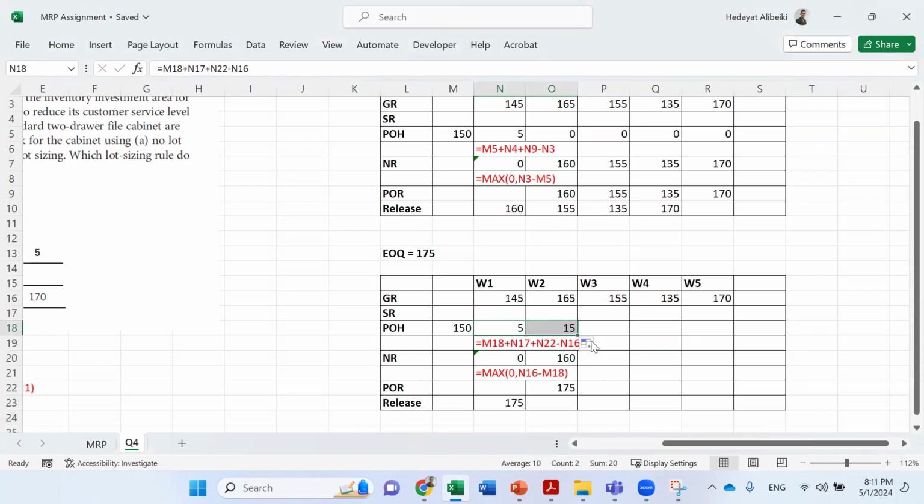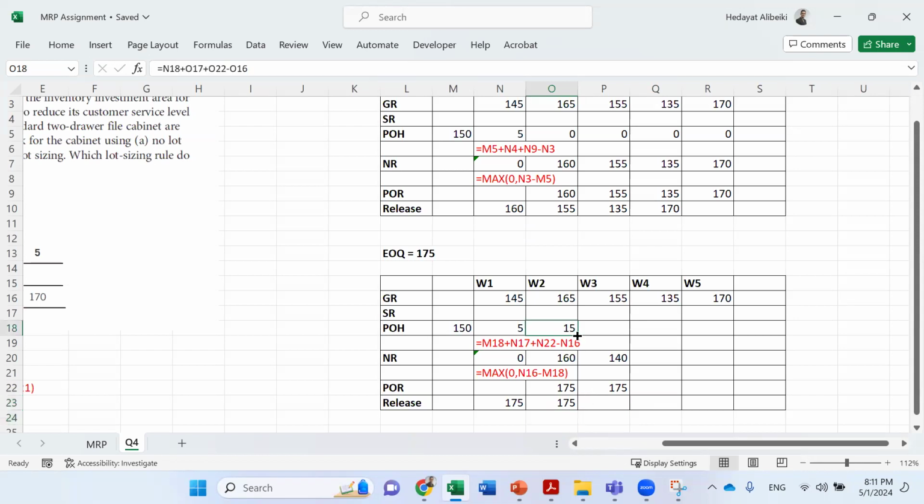So my inventory now is going to be 15, 175 minus 160. 15 is going to be leftover. Next period, net requirement is going to be 155 minus 15, 140. And then I need to order. How much do I order? Enough multiples of EOQ to cover that, and that would be 175.